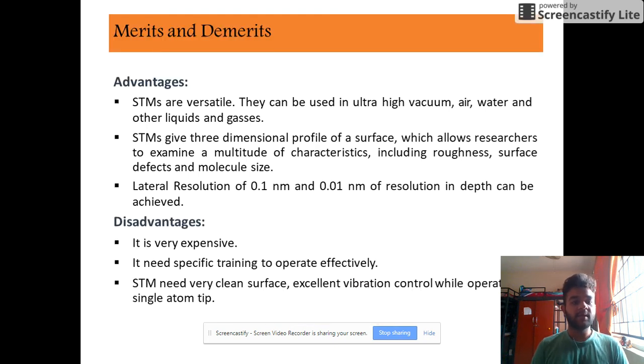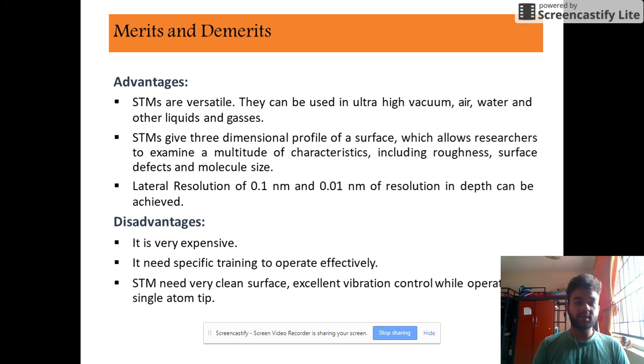So, merits and demerits. STMs are versatile. They can be used in ultra-high vacuum, air, water, and other liquids and gases. STMs give a three-dimensional profile of a surface, which allows researchers to examine a multitude of characteristics including roughness, surface defects, and molecular size. Lateral resolution is very high, and a resolution of 0.1 nanometer to 0.01 nanometer in depth can be achieved.